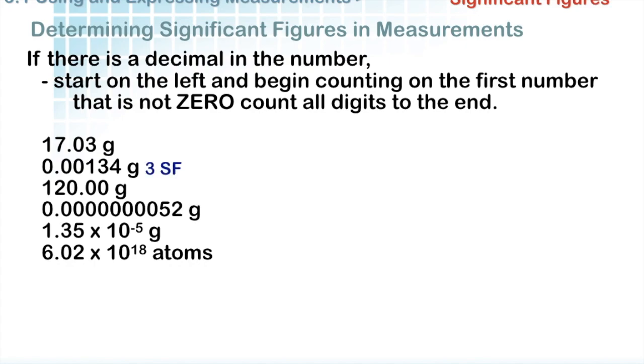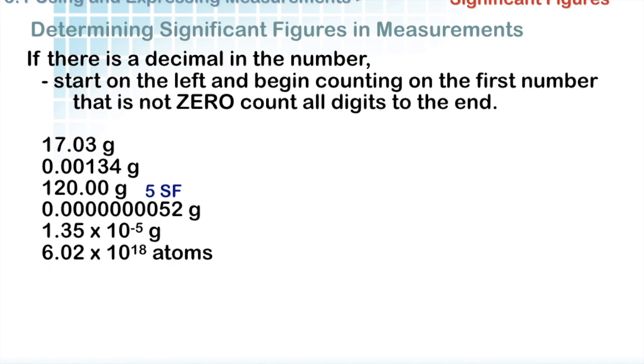But the next one, they do count because I start with my first non-zero, which is 1, and I keep going till I finish. 1, 2, 0, 0, 0. That is 5 digits because there's a decimal. I start on the left, and when I'm finished, I get 5. So right there, that 120.00 is 5.